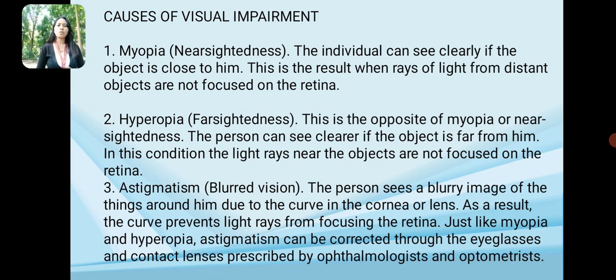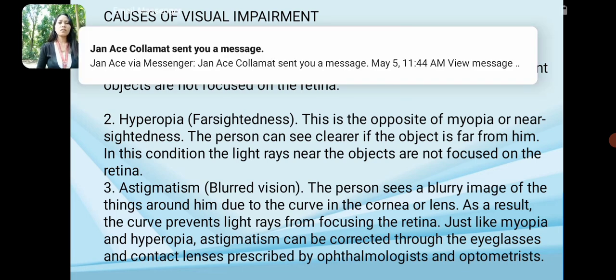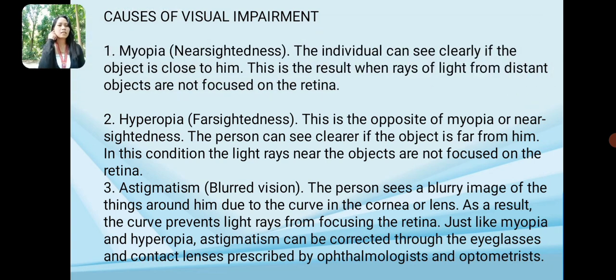The third one is astigmatism or blurred vision. The person sees a blurry image of the things around him due to the curve in the cornea or lens. As a result, the curve prevents light rays from focusing on the retina. Just like myopia and hyperopia, astigmatism can be corrected through eyeglasses and contact lenses prescribed by ophthalmologists or optometrists.